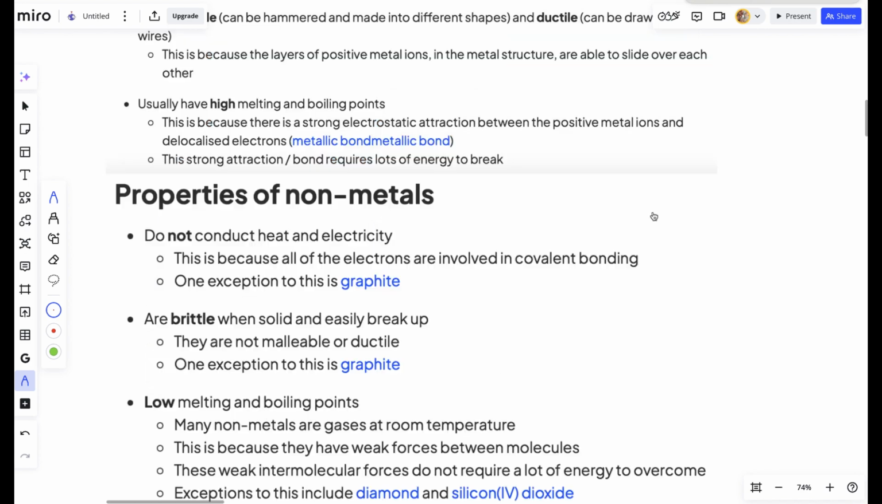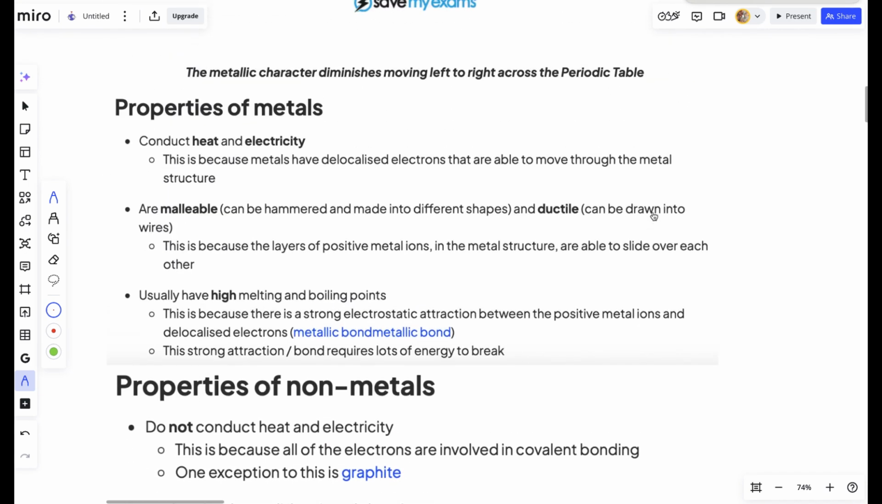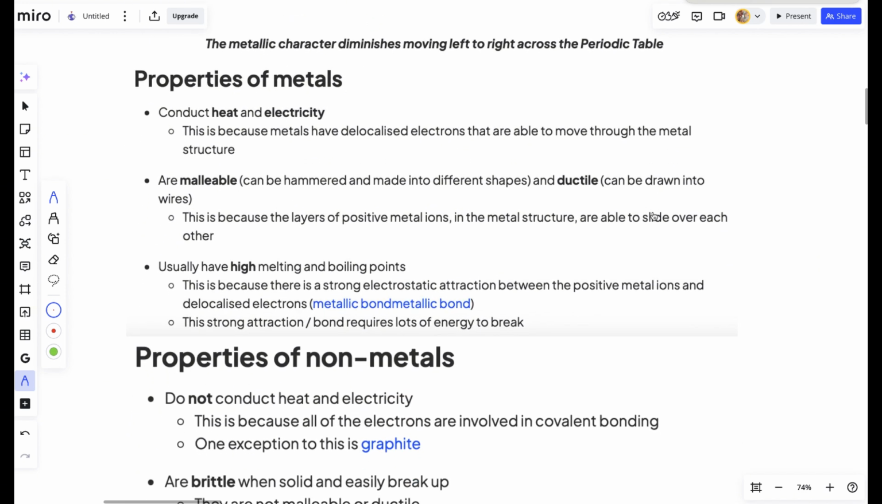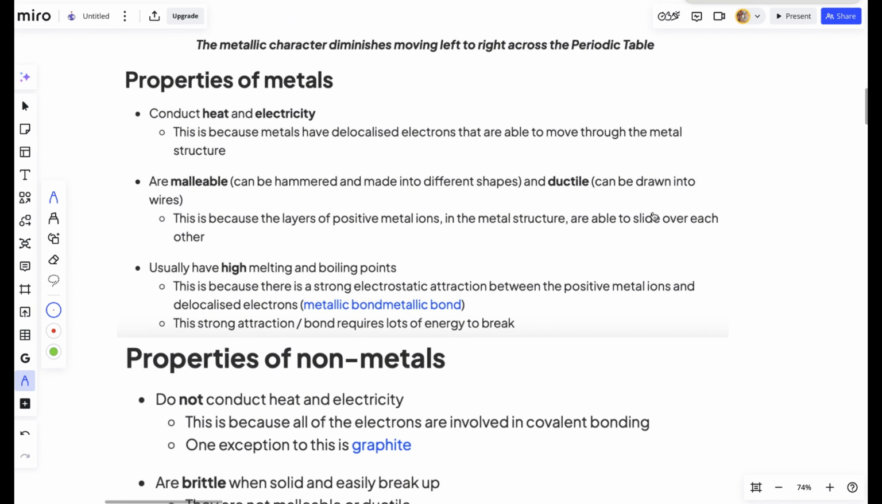Now let's move on quickly and look at the physical properties of metals and non-metals. First of all, let's take a look at the properties of metals. Metals are able to conduct heat and electricity. Why? Because they have free mobile electrons. Why are metals able to conduct electricity or conduct heat? Because metals have free mobile electrons. Because they have free mobile electrons, they are able to conduct electricity.